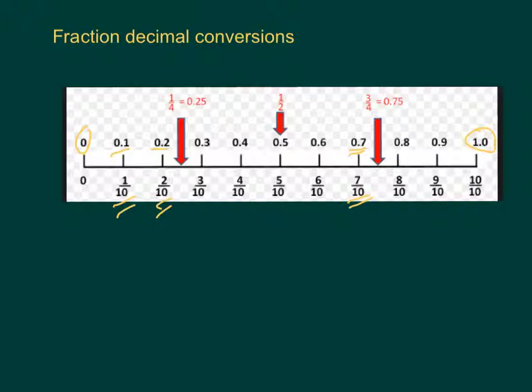The fraction system is slightly different. When we're looking at quarters, what we're doing is splitting this gap from 0 to 1 into 4 pieces. 4 lots of 0.25 make 1. For 3 quarters, I know that's 3 lots of 0.25. When the questions come up, see if you can convert between fractions and decimals.